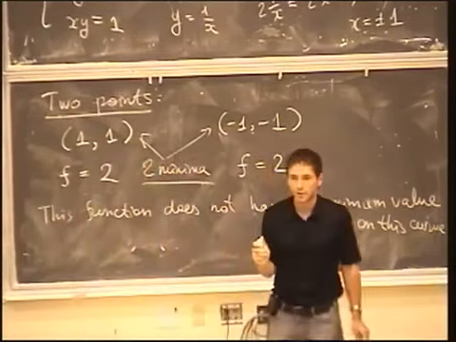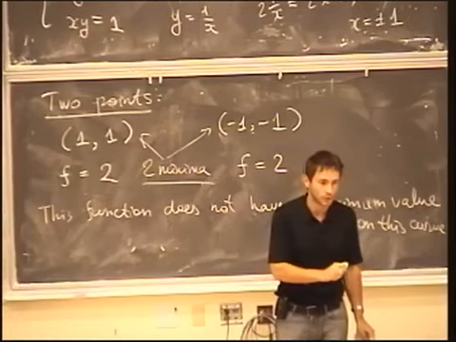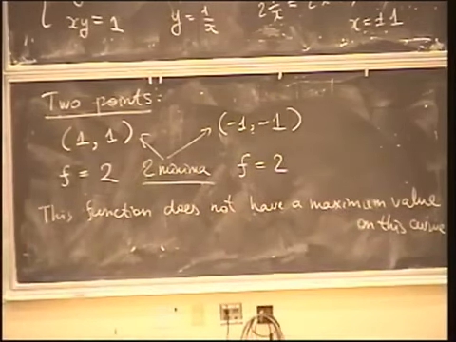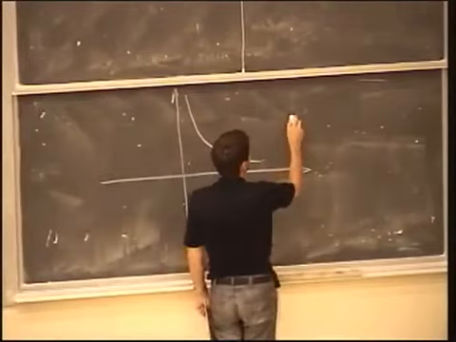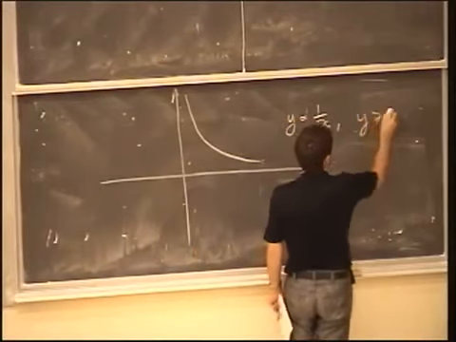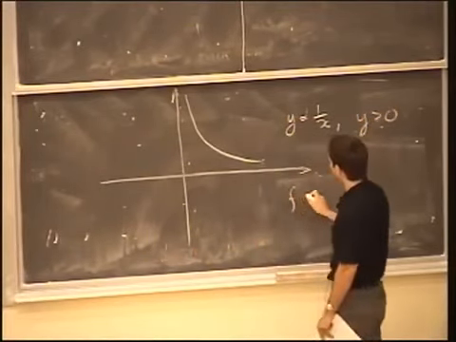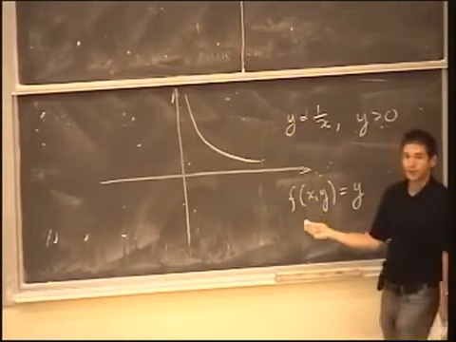Finally, there is a possibility that the function doesn't have either a maximum value or a minimum value on a given curve. For instance, let's take just half of the hyperbola. Let our curve be y equals 1 over x and y greater than 0. And let's take as function f just y. We can do that, right?